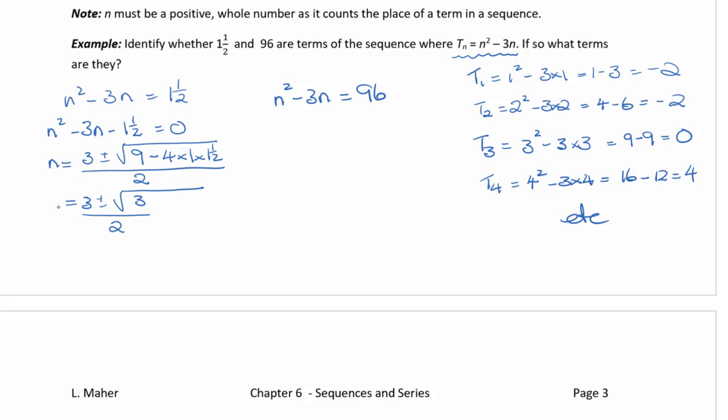Why? Because I can see that there is no way that n out of this is ever going to be a whole number. And we've got here n must be a positive whole number. So we don't need to go any further there. So hopefully we will get a solution over here, or we're going to say that neither 1.5 or 96 are terms. We can definitely say 1.5 is not a term.